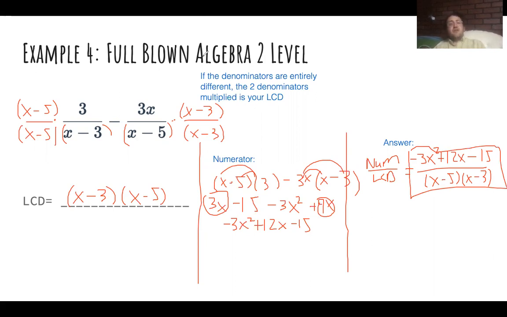So more of a story, you want to think really hard and clear about what your LCD is going to be. If in doubt, just let me know. I can take a look at your example in a breakout room. But once your LCD is created, you are good with the denominator. Then you just need to focus on the numerator. And then your final answer is just numerator over denominator.